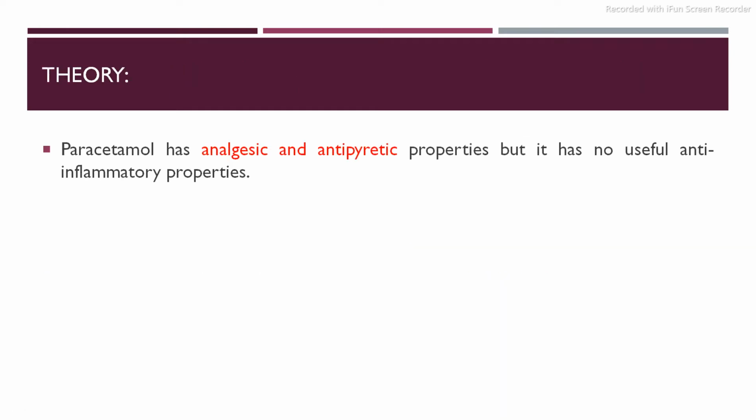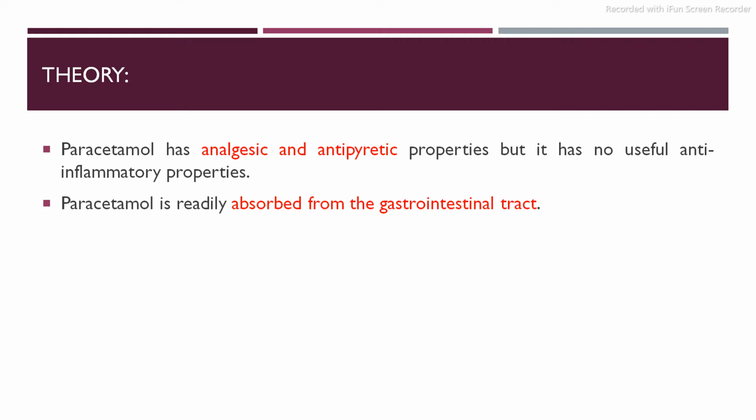Let's see the theory of this paracetamol. The paracetamol is analgesic and antipyretic. Analgesic means it is used to relieve body pain, and antipyretic means it is used to lower the body temperature, rising body temperature, and it has no anti-inflammatory properties.